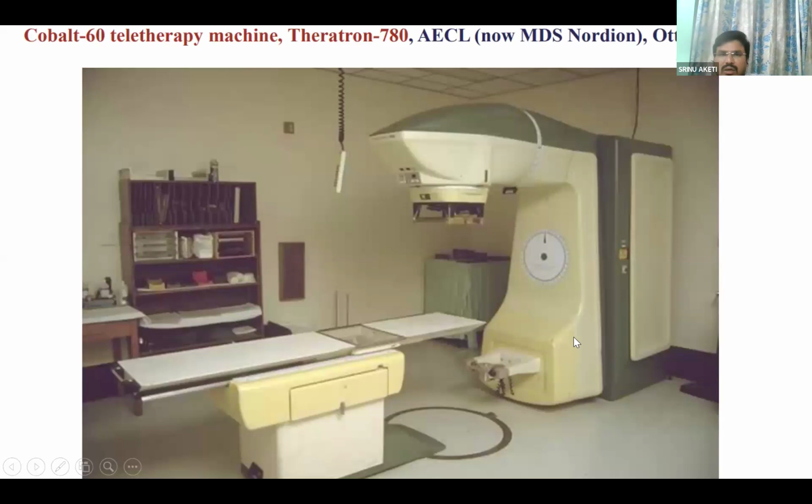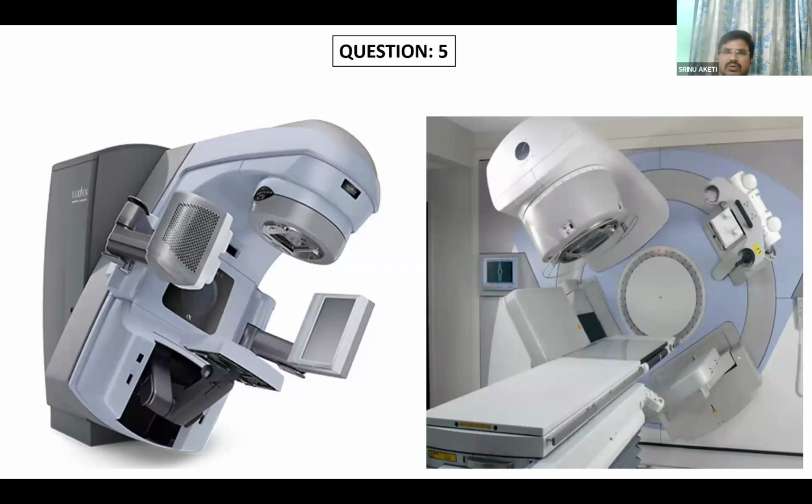So this is the typical Theratron 780 Cobalt 60 machine. This is a very good machine. They are very strong, and these are the first generation machines. Can you say something about these machines? First, explain some components. Yes, sir. This is the linear accelerator machine, sir. Okay. What is the first one? What is the second one? What is this first figure? What is the second figure?